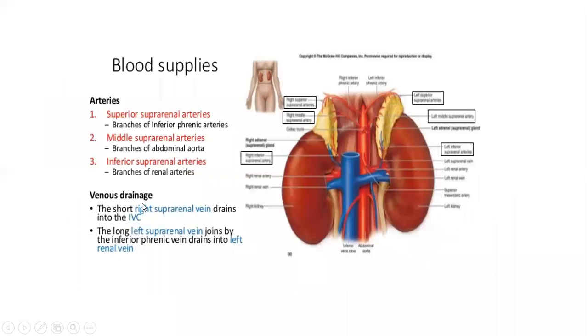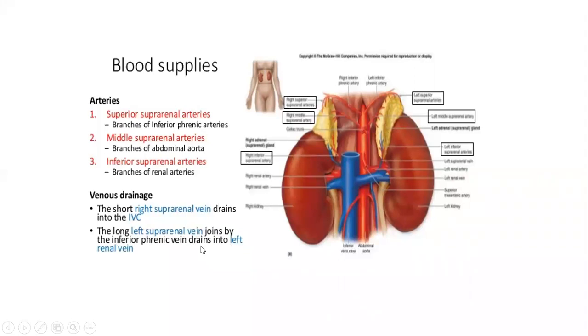What about venous drainage? In each suprarenal gland, there is a single vein. So we have 1 vein and 3 arteries for each suprarenal gland. The right suprarenal vein is short because it lies closer to the inferior vena cava, into which it also drains. The left suprarenal vein is longer because it has to take a long course in order to reach the final destination via left renal vein.